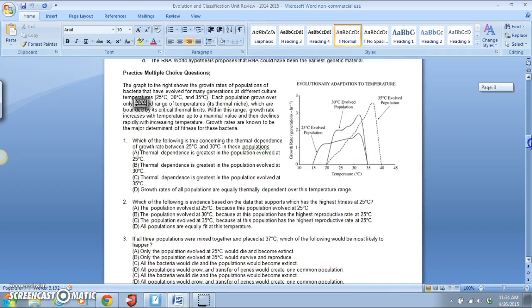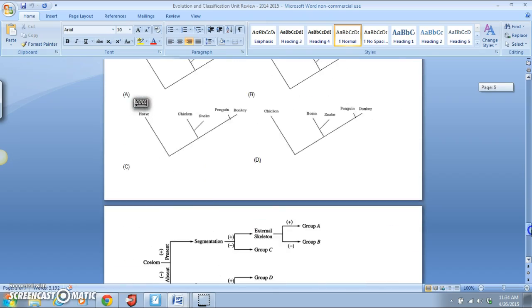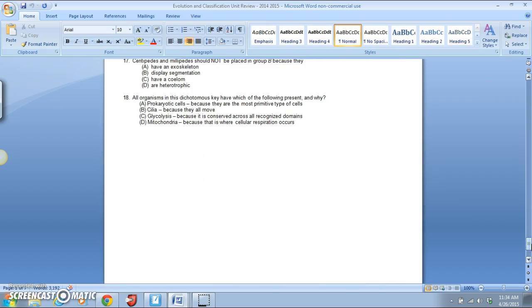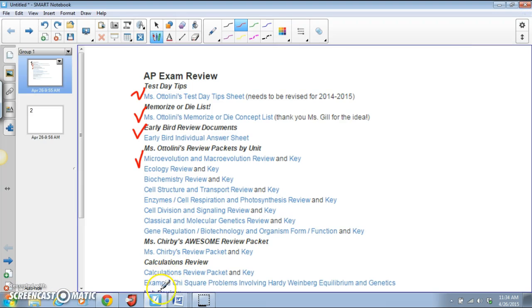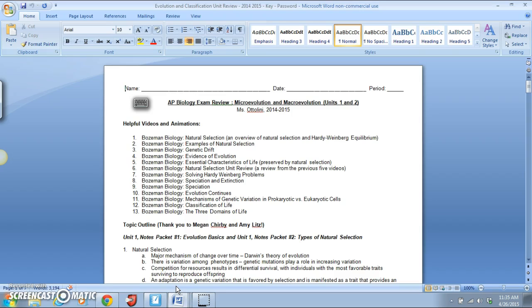At the end, we have practice multiple choice questions. This one just contains multiple choice questions, but a lot of the packets also have practice short response and long response questions. You'll notice that all of the review packets by unit also have a key associated with them. When you open up those Word documents, it will ask you for a password, and the passwords were given in class.